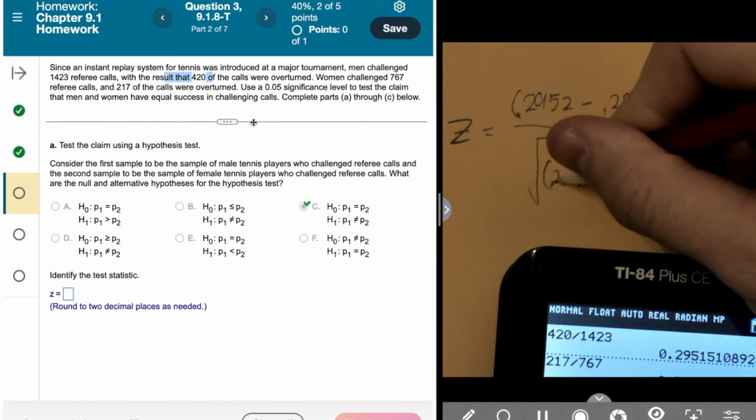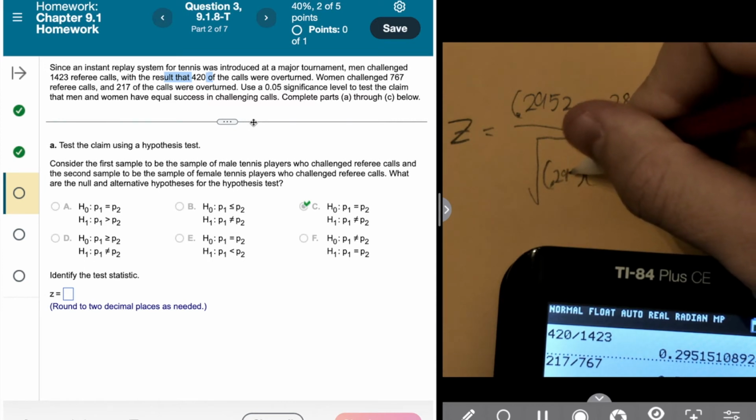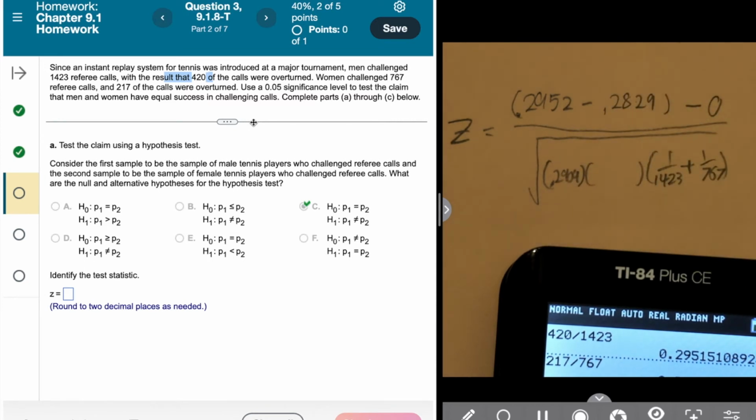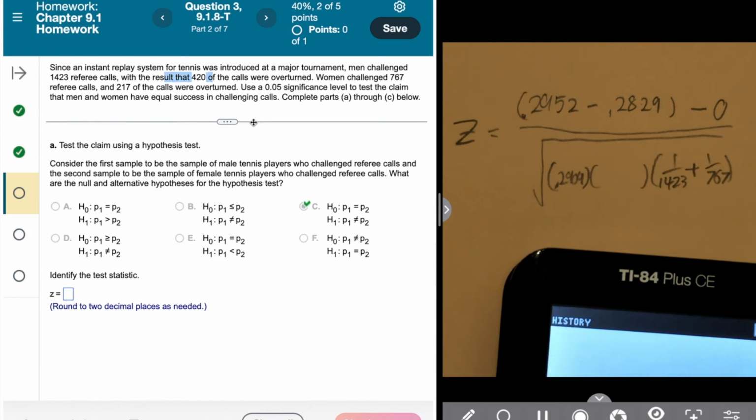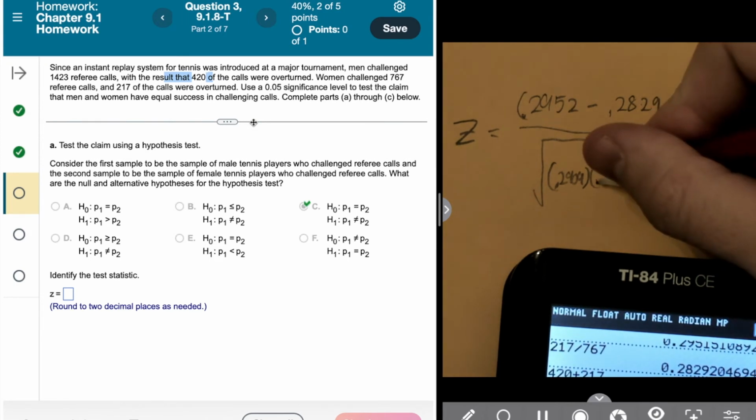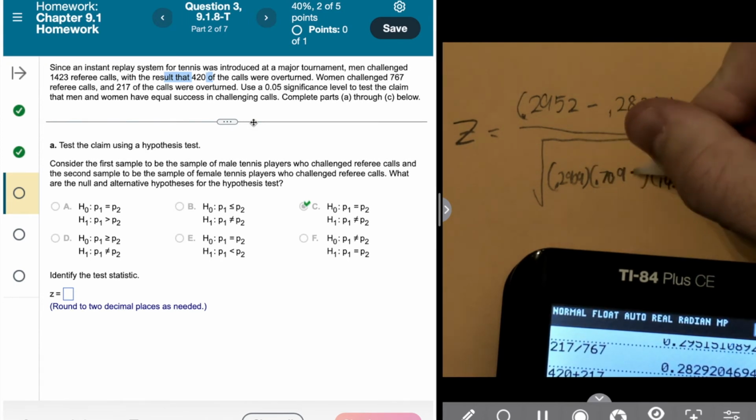So there's my p hat of C. It's 0.2909, and then its complement, 1 minus that number, which is 0.7091.